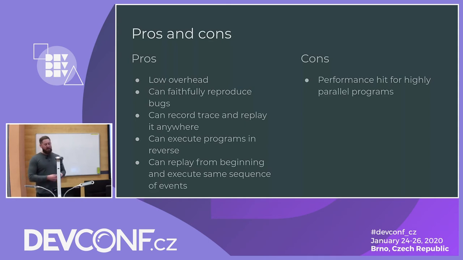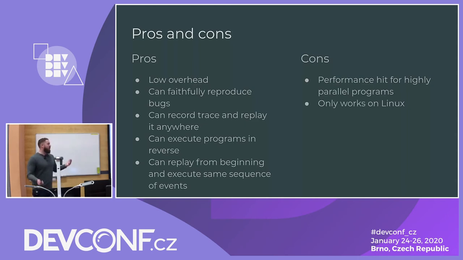Okay. So some of the cons that I had mentioned: performance hit for highly parallel programs. This can be a downside for Go, but not always. I mean, this is only really if you're doing a lot actually in parallel. So in practice, there is some slowdown, but you can definitely get away with it.